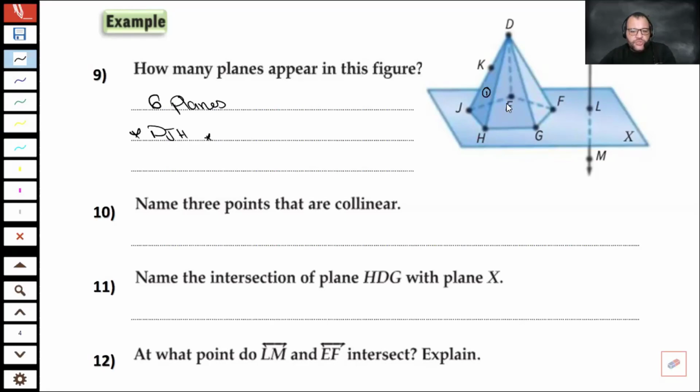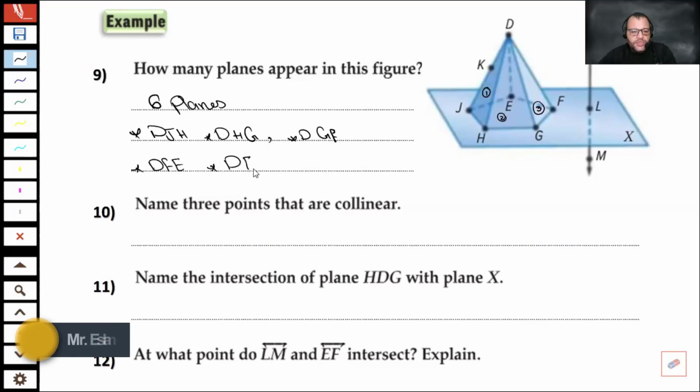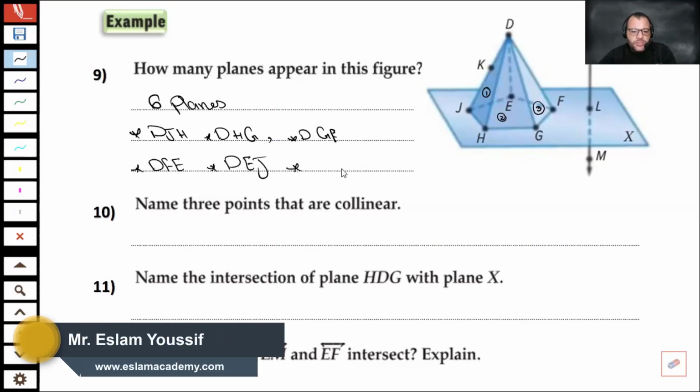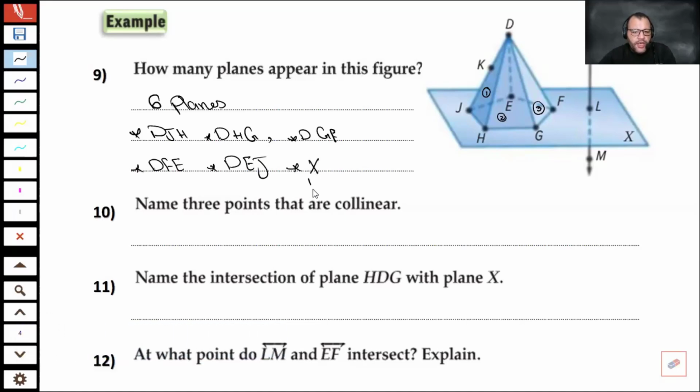Plane number 2 is D, H, G. And we need plane number 3: D, G, F. The plane number 4: D, F, E. The order is not important. The last vertical one is D, E, J. The horizontal one, which is defined by X, can be any 3 letters, for example E, F, G, or H, G, F. Any 3 letters. You understand it? Is it clear? Okay.